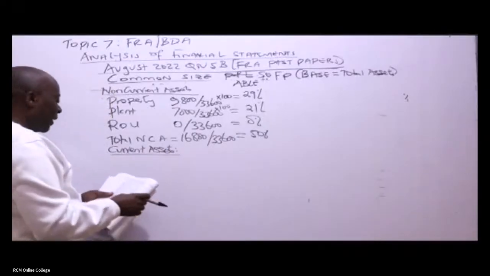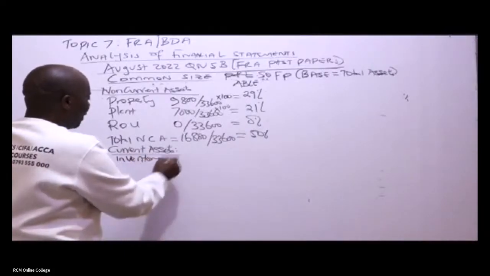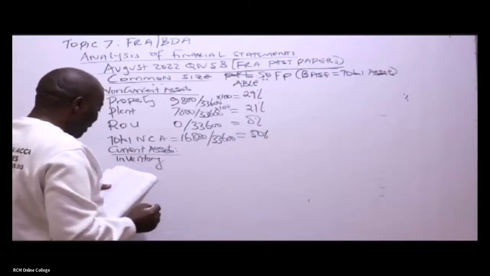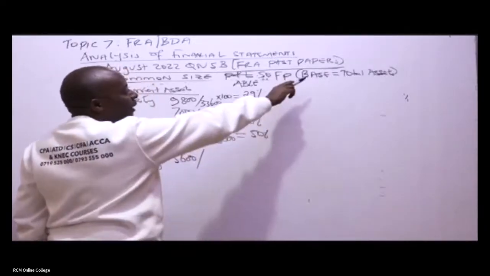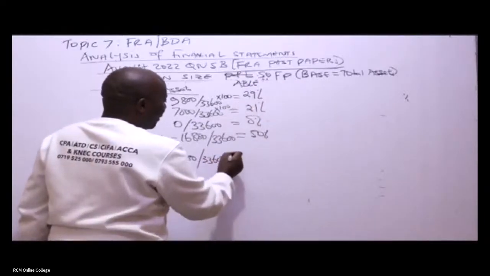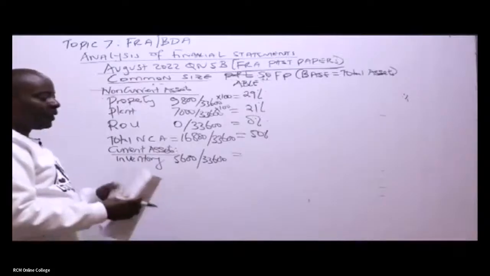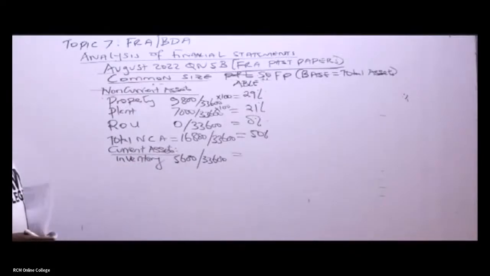So under current assets, I can see inventory. What figure of inventory am I seeing here? 5,600. I will still divide this by the base. Our base is total assets at 33,600. Give me an answer. Times 100, of course.